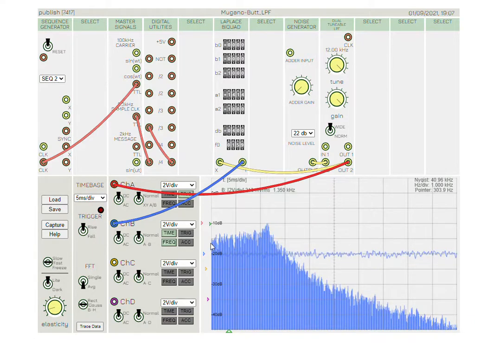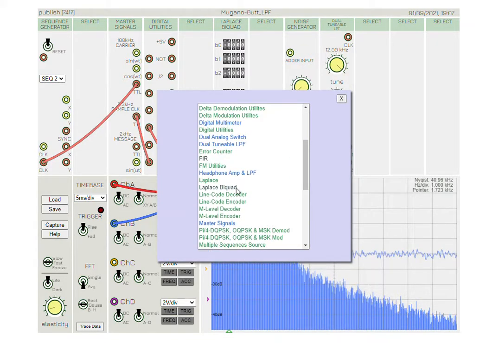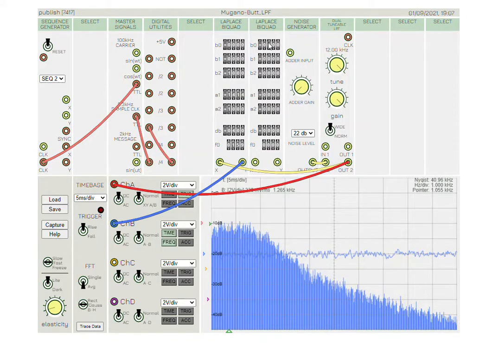So this is now the implementation of a second order Sallen-Key as a Laplacian biquad, and we could easily add more Laplacian biquads if we want to increase the roll-off of this filter, and so on.